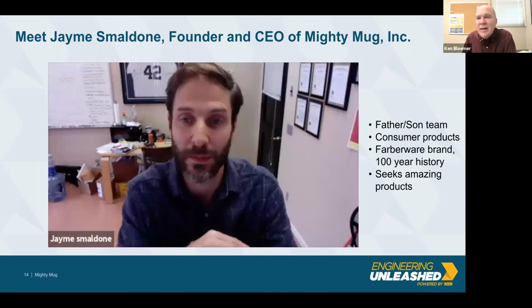So he tries and tries and tries to get this commercialized, and it's not successful. So he finally connects with Jamie Smaldone, who's a business guy already in the space. He's a father-son team in consumer products. For those of you that know the Farberware brand, it's a 100-year-old brand with lots of brand recognition in the kitchenware space. And when he can't find a brand that has that super good brand recognition, he's looking for amazing products. So he tells a story about how he connected, and when he found this product, he had the same reaction as the guy in the YouTube video.